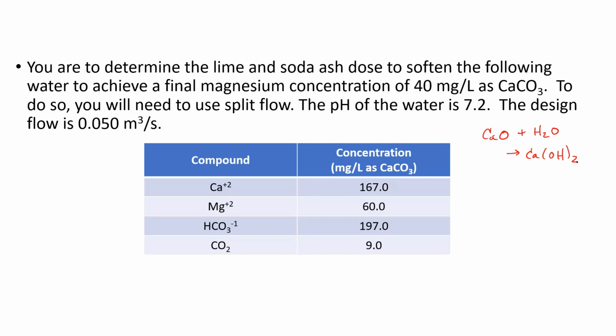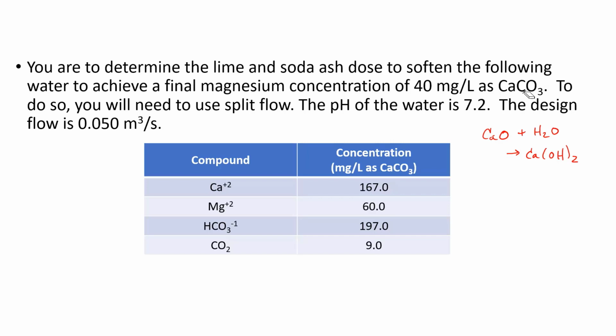And this is an exothermic reaction, so a significant amount of heat is released. This is typically done in a well-ventilated, contained room to extract that heat. So we have a water. We're looking at achieving a final magnesium concentration of 40 milligrams per liter as calcium carbonate.